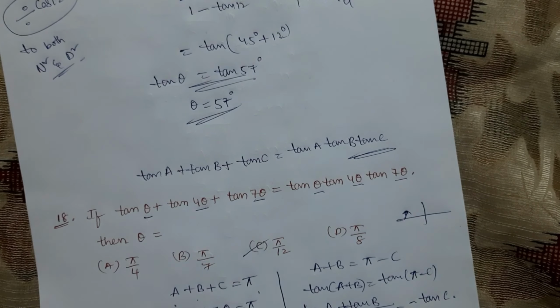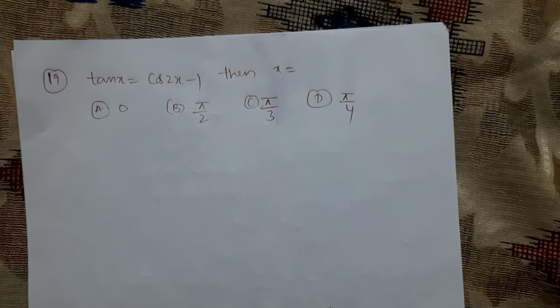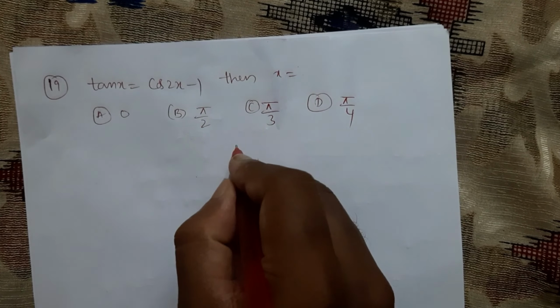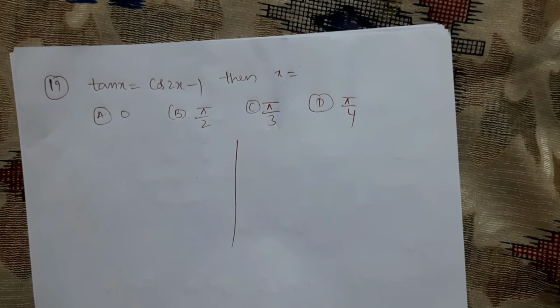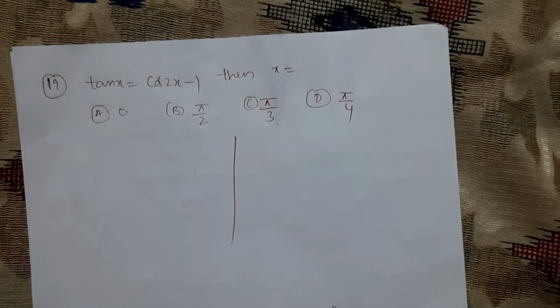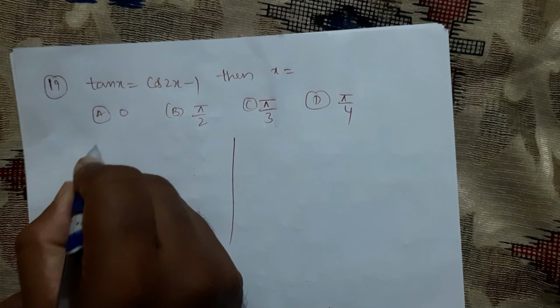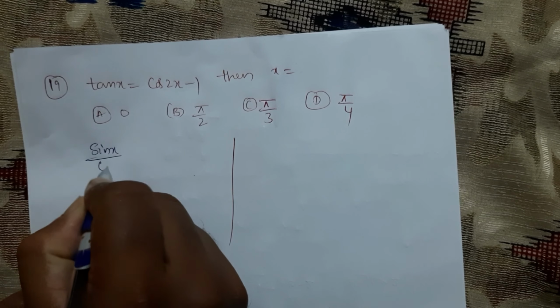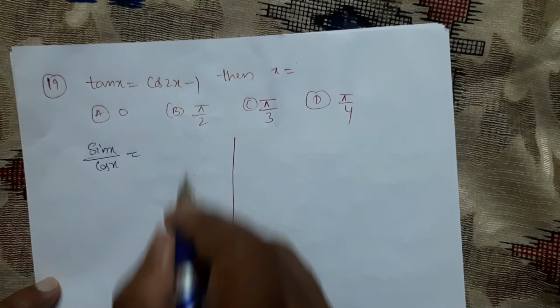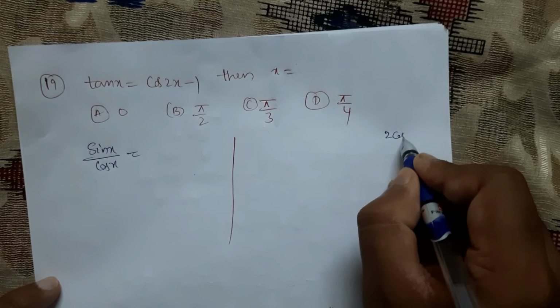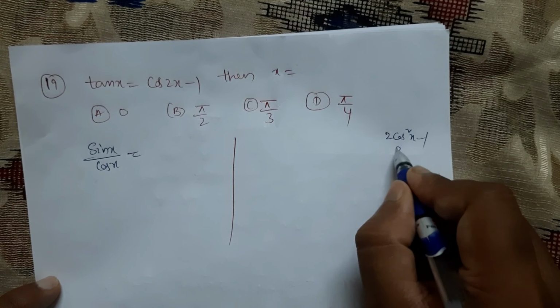Okay, remember this. Tan x is equal to cos 2x minus 1, then x is equal to... they are asking. See, this question we can solve in two ways. One is by using substitution, otherwise by simplification also we can do. We know that tan x we can write as sin x by cos x, which is equal to cos 2x minus 1.